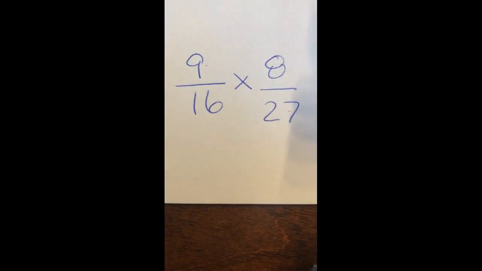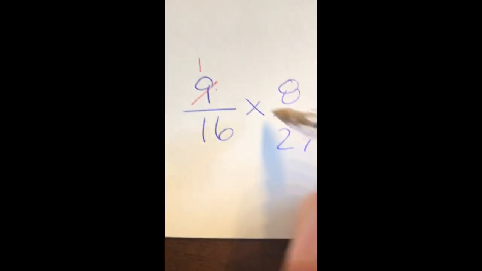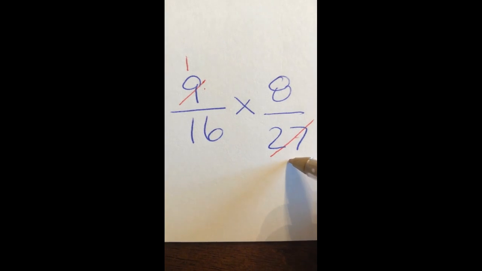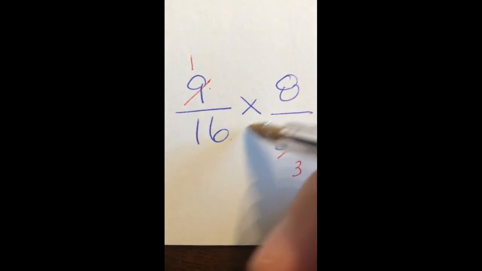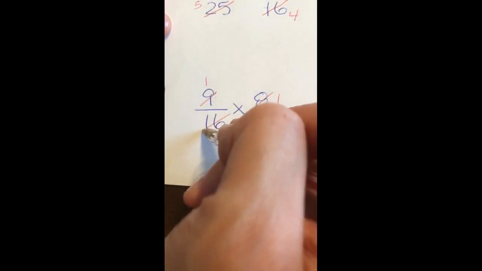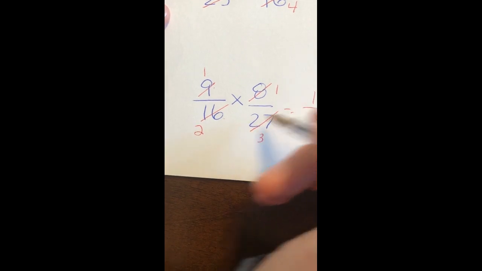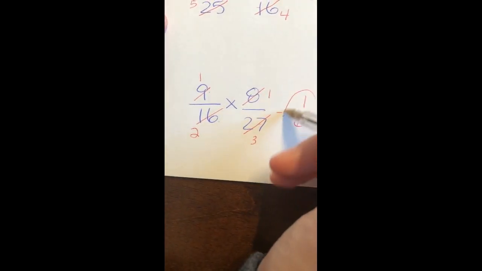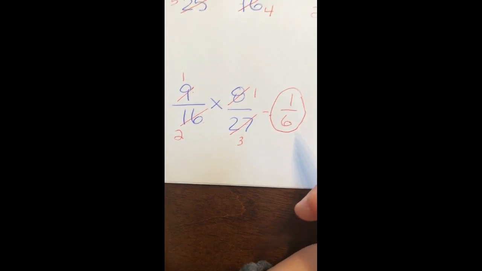9 and 27, I can divide them both by 9. So 9 divided by 9 is 1. 27 divided by 9 is 3. Let's look at our other two diagonals. 8 and 16, I can divide them both by 8. 8 divided by 8 is 1. 16 divided by 8 is 2. All right, 1 times 1 is 1. 2 times 3 is 6. We just saved ourselves a lot of time by cross-canceling.